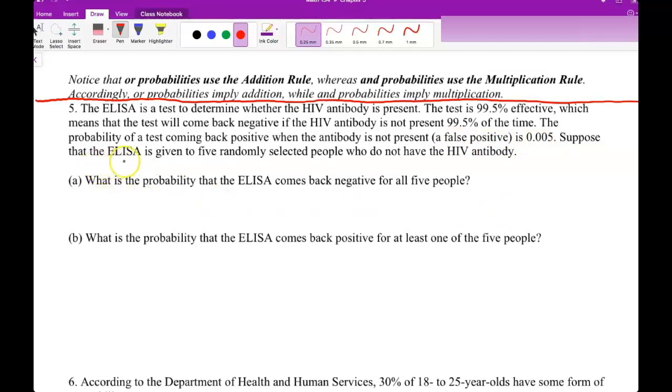Suppose that the result is given to 5 randomly selected people who do not have the HIV antibody. Part A, what is the probability that ELISA comes back negative? So here is negative for all 5 people.